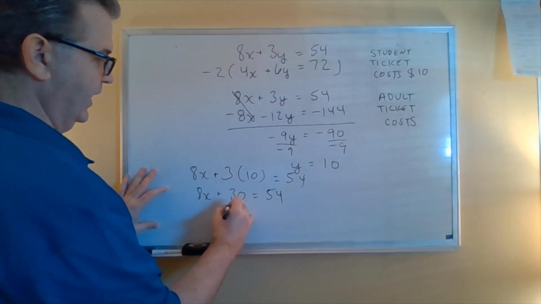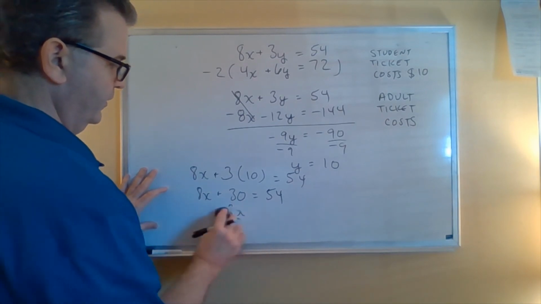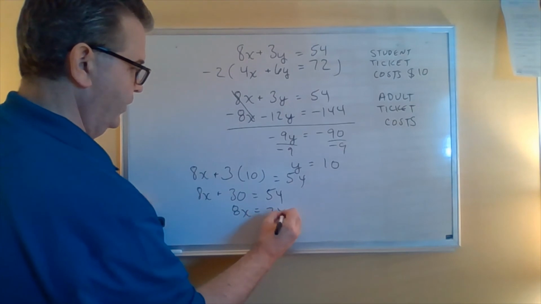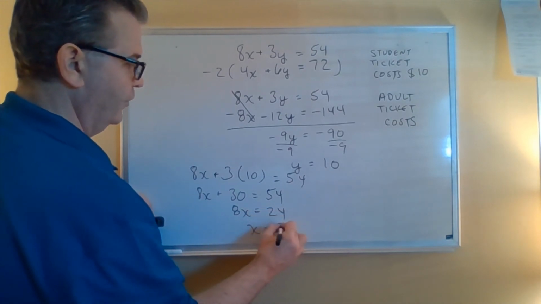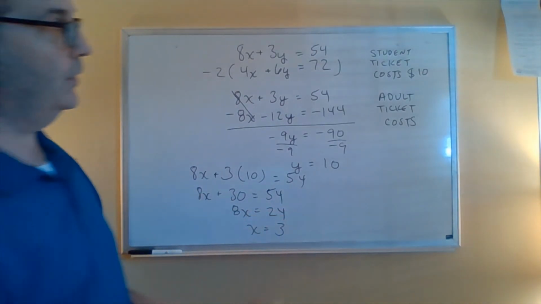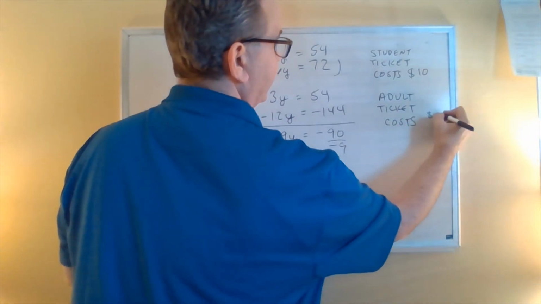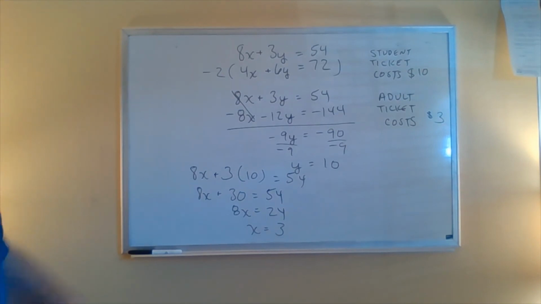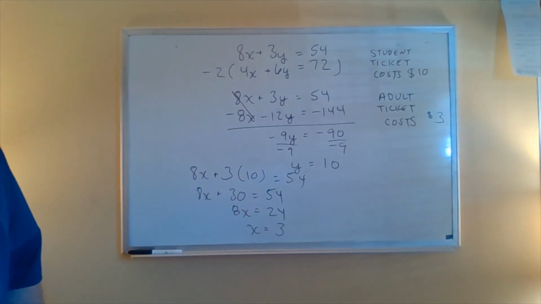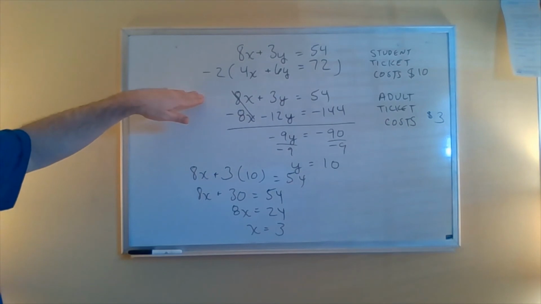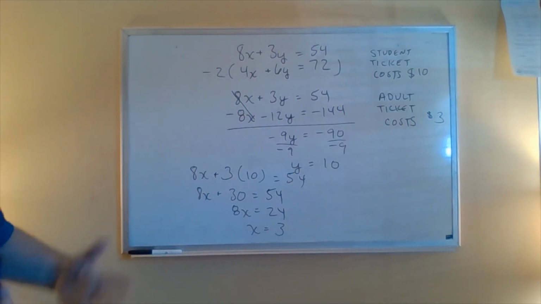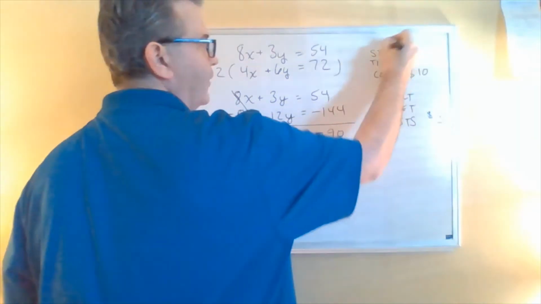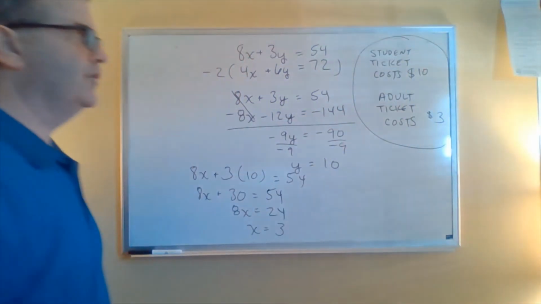Subtracting 30 from each side, I get 8x equals 24, or x equals 3. So an adult ticket is going to cost $3. Okay. All right, well, that hardly seems fair, but they're charging the adults less than the students here. Sometimes that's just kind of how it works out. So our adult ticket costs $3, our student ticket costs $10. That is our answer to that word problem.